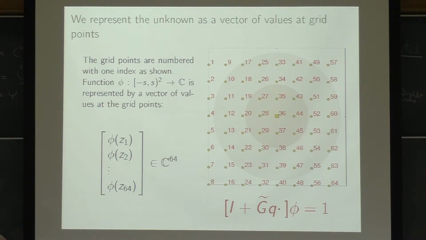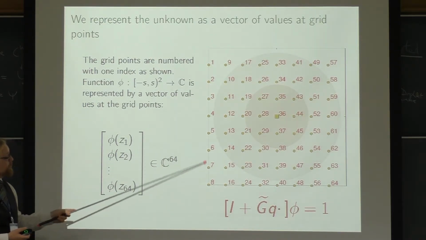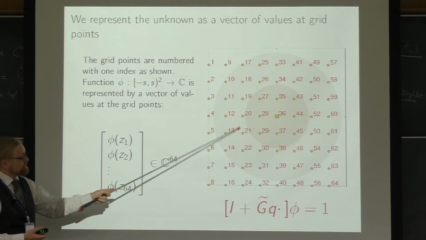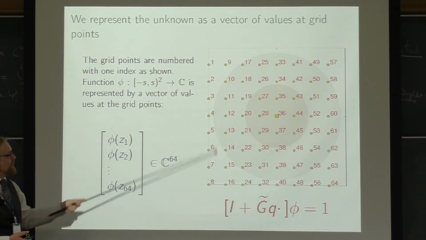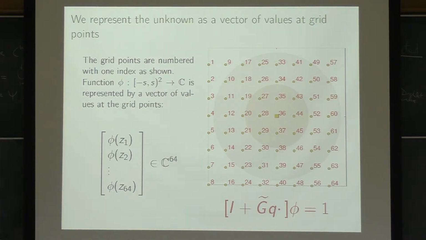Then we number these points in the MATLAB fashion, column by column, and we represent our periodic functions by just a finite number of point values at those points. So our solution will be represented as such a complex finite vector.